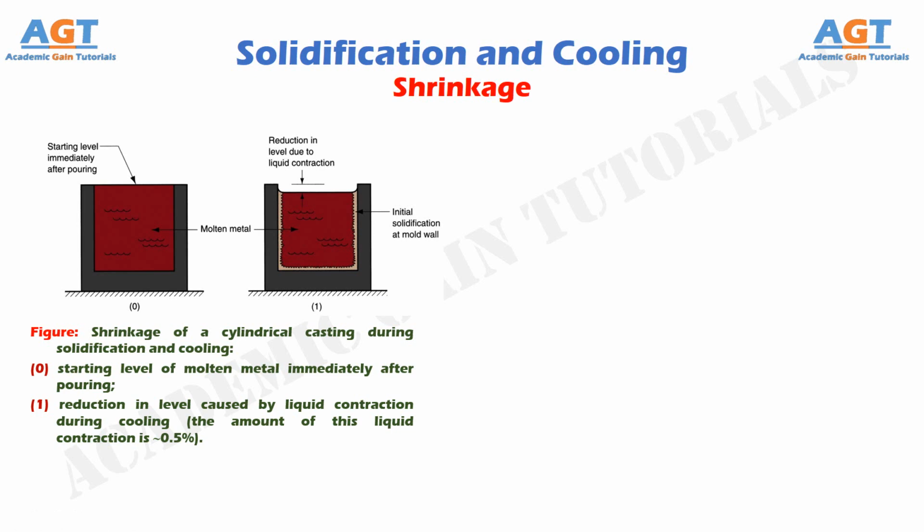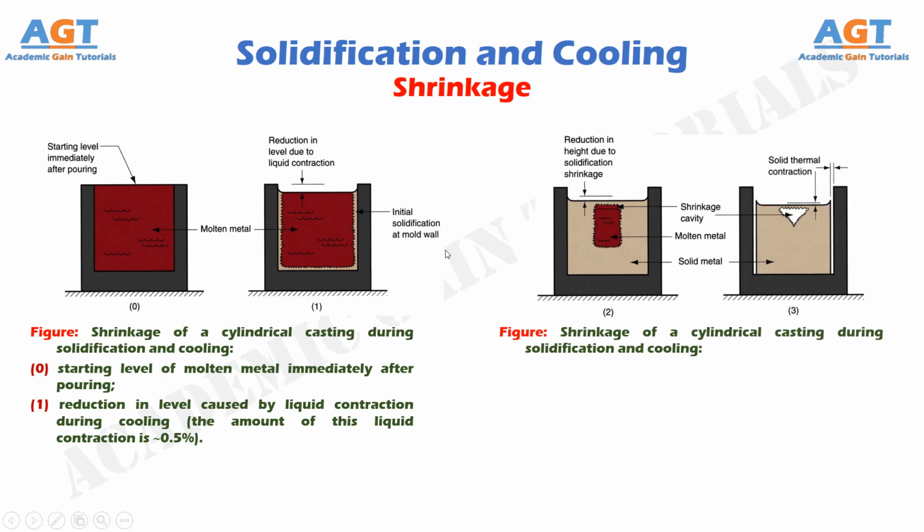If we observe these two figures, we can notice the differences and identify the reduction in level due to liquid contraction in the second diagram, and also observe the initial solidification at the mold wall. In figure number 2, we can observe the reduction in height and formation of shrinkage cavity caused by solidification shrinkage. Here molten metal inside the shrinkage cavity has been surrounded by solid metal from all sides.